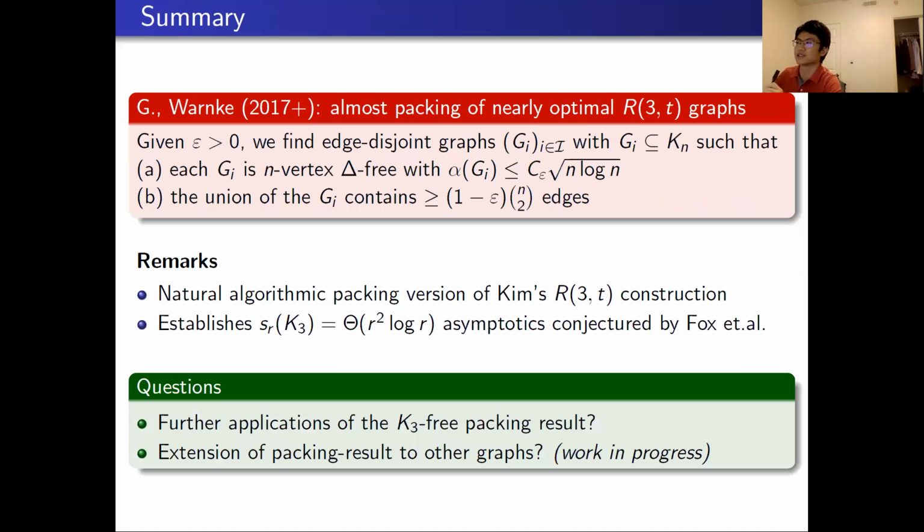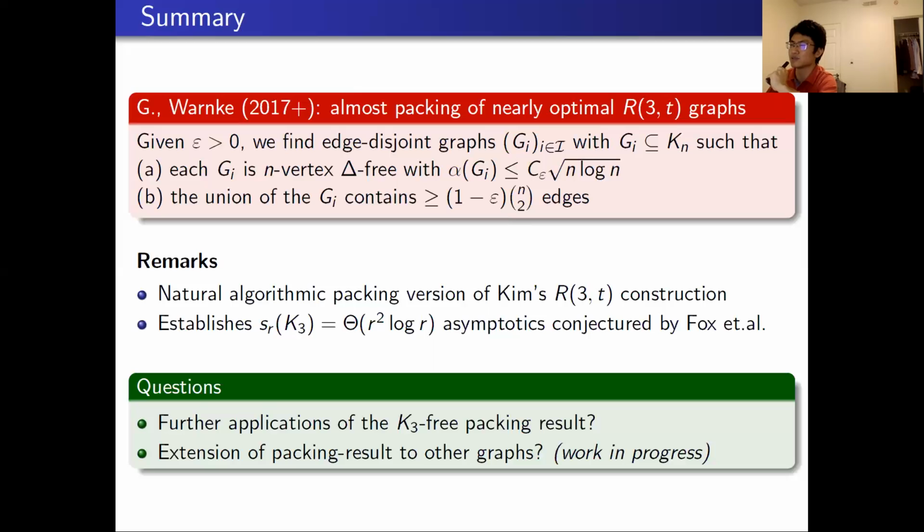All right, so as a summary, instead of finding just one nearly optimal R(3,t) graph, we find almost a packing of nearly optimal R(3,t) graphs. It means for any epsilon greater than 0, we find a collection of edge-disjoint graphs Gi, such that each Gi is an n-vertex triangle-free graph with controlled independence number. Secondly, the union of the graphs Gi contains at least a 1 minus epsilon fraction of the edges of the complete graph Kn.